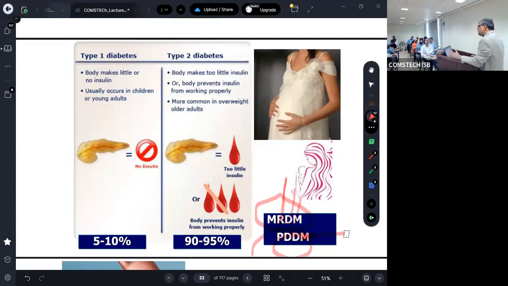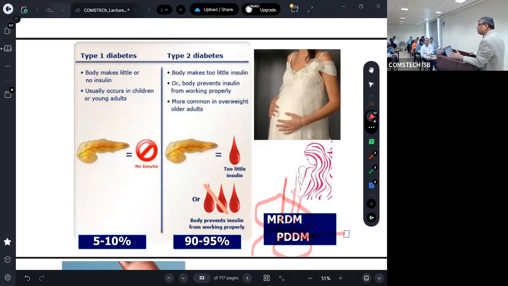The diabetes classification was done by the IDF, American Diabetic Society or WHO, I don't know, because they classified according to their own patients. In Western countries, there is almost no protein deficiency or malnutrition. But in many parts of the world, there is malnutrition and sometimes undernutrition.